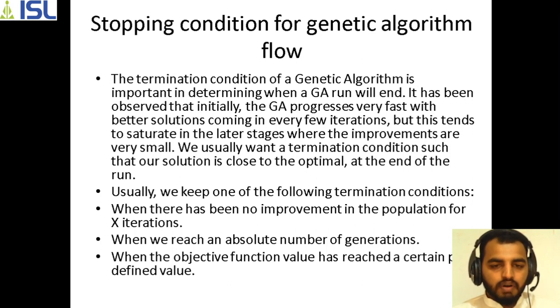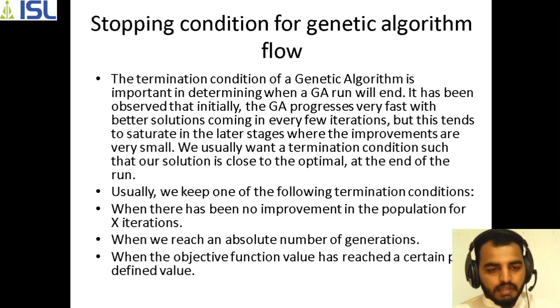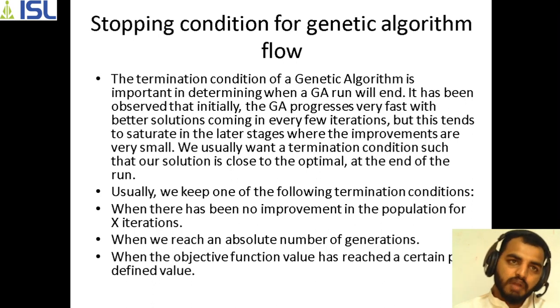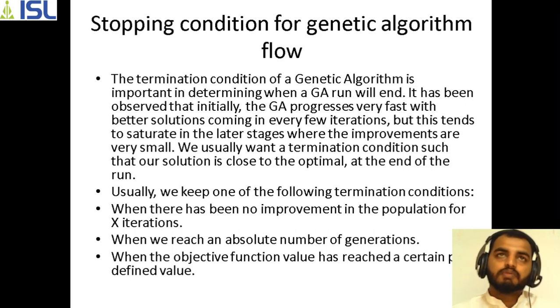Usually, we keep one of the following termination conditions. What is the first condition? When there has been no improvement in the population for X iterations. The second condition is when we reach an absolute number of generations. The third one is when the objective function value has reached a certain predefined value which is required for that particular solution to be executed. So this is where the stopping condition is applied for the genetic algorithm flow.